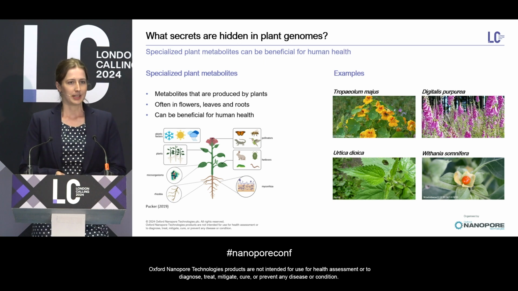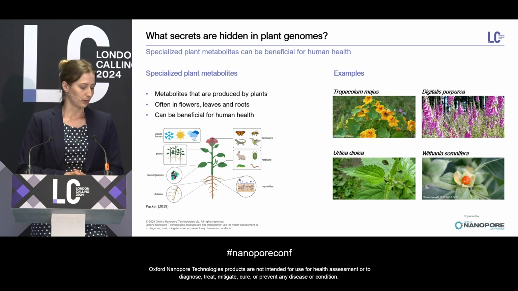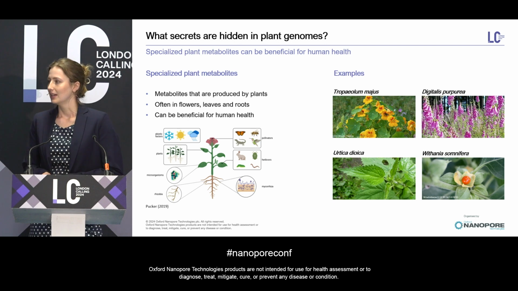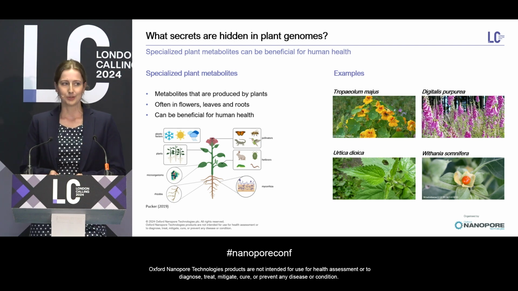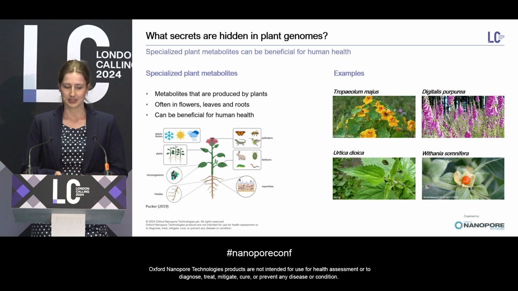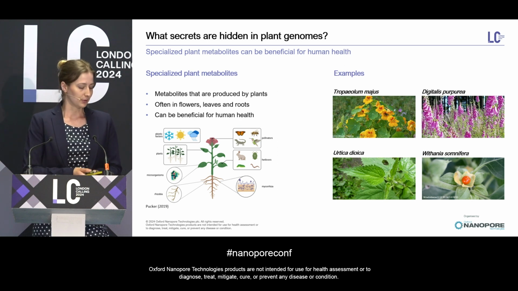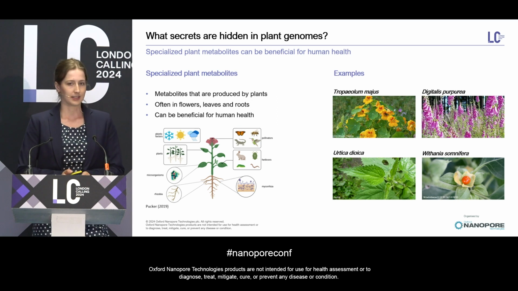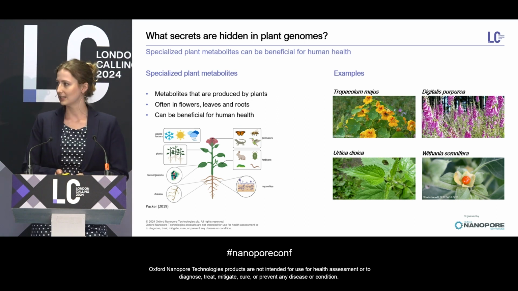So the metabolites are often produced in flowers, leaves, and roots of the plants in response to abiotic stress factors, for example, or also to attract pollinators. And while they are not specifically produced for humans, many of them actually do have health benefits. And I'm going to present the 4 plants that I've already talked about in my pitch yesterday.